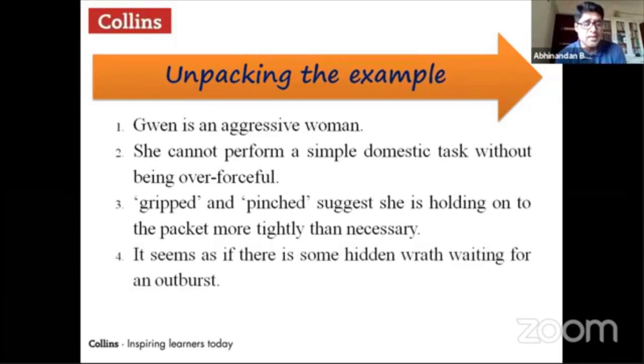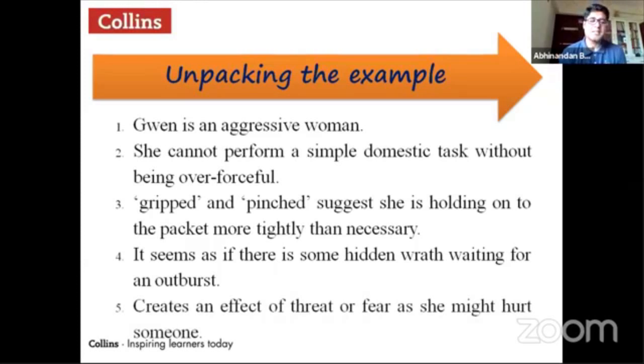It seems as if there is some hidden wrath waiting for an outburst. So there's some kind of anger, some kind of fury that's bottled up, and she's just trying to burst it out. Smashing things around or pinching, gripping hard. Actually, she doesn't want to do that, but then there's some cause which is creating this effect, right? So these binaries are very important to understand. So what is the cause that created this effect? We could bring that out and unravel that as well.